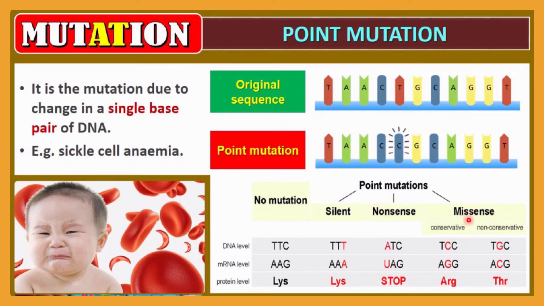The next is the missense. Here you can see the DNA is TTC, but in the conservative mode, here you can see TCC. Here a purine will be replaced with a purine, and this you can see.